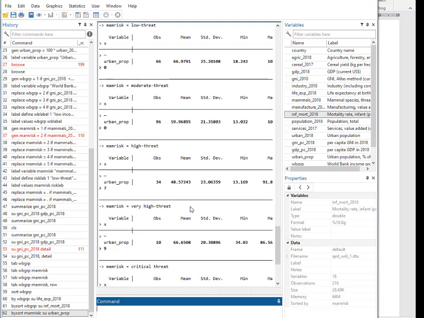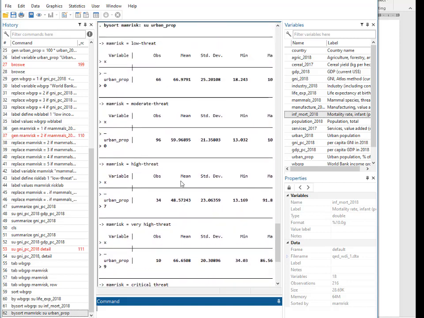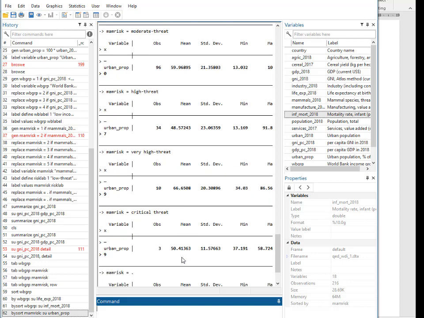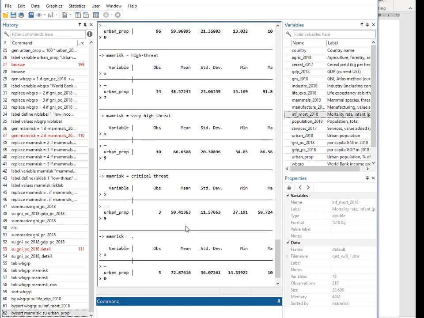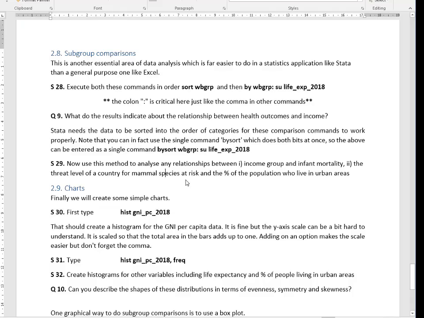Hard to say there's any clear relationship there. People that are doing conservation environmental studies will tell me perhaps there is a clear link, but it doesn't jump out from the data. So it doesn't seem there's a very obvious link between the proportion of people living in urban areas and the threat level to mammal risks at that level of analysis. Okay, so no clear relationship there, it seems.